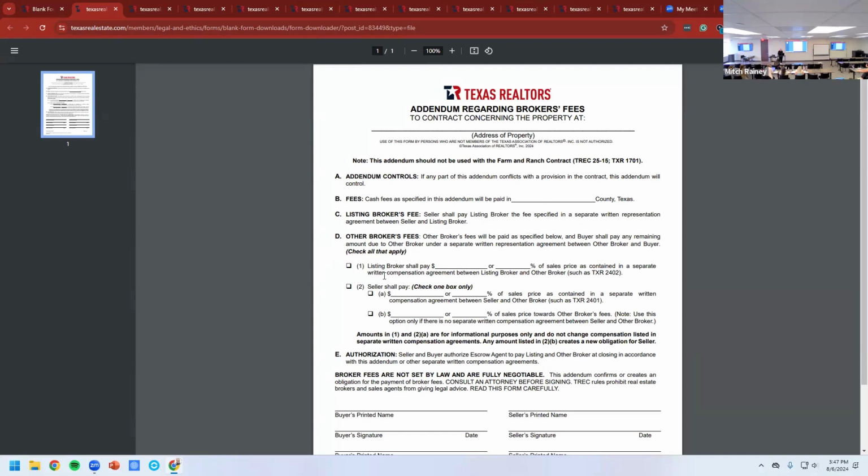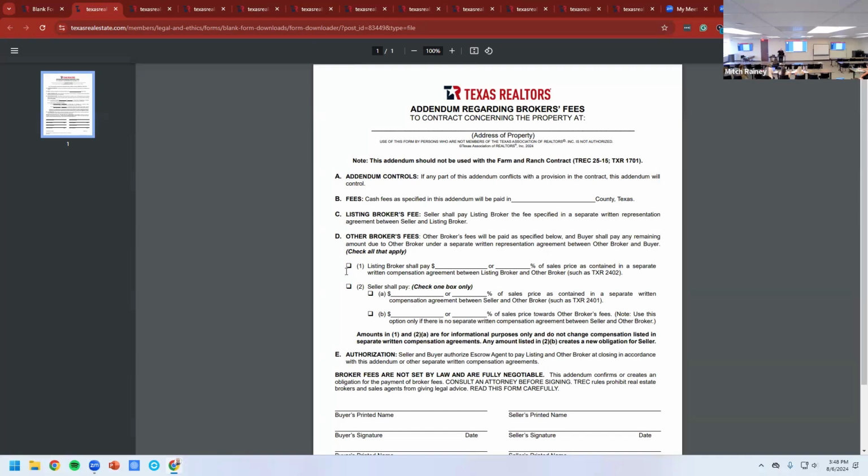Okay. Number one, this is the listing agent. Same paragraph 7 of the listing agreement, they said they're going to split it. So listing broker shall pay X or percent of the sales price contained in a separate written compensation agreement between listing broker and other broker. 2, seller shall pay X percent or a flat fee of the sales price as contained in the separate written compensation agreement between seller and other broker. Be that one we just talked about.